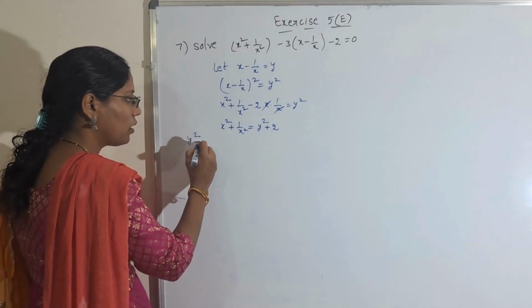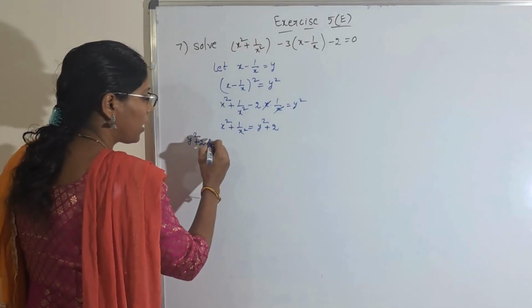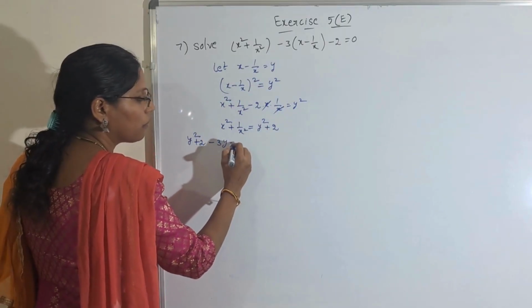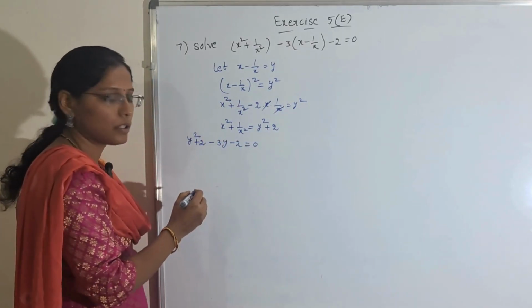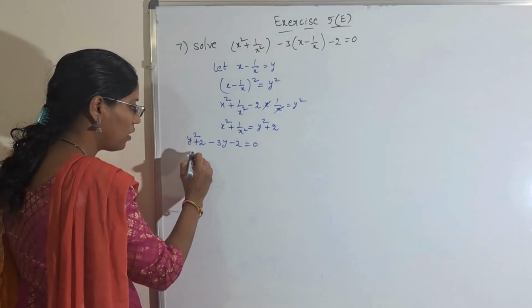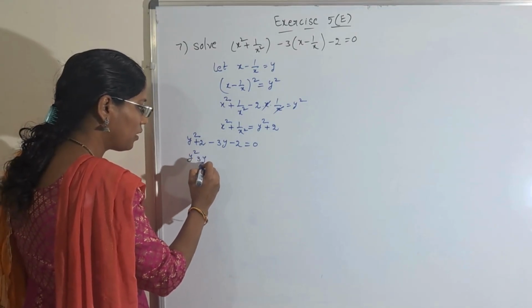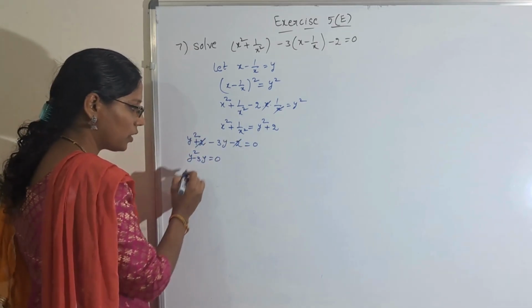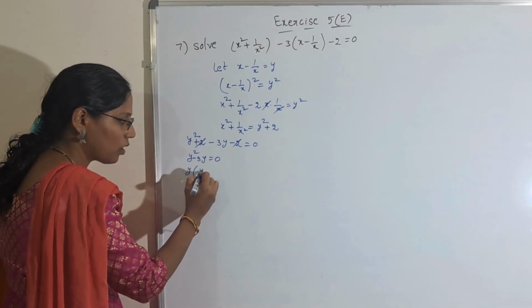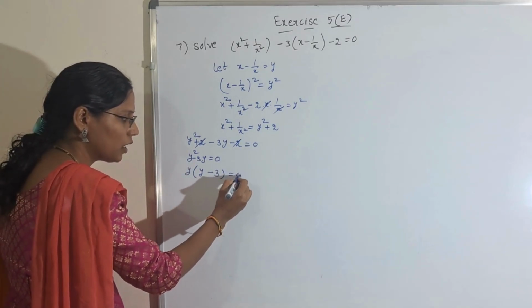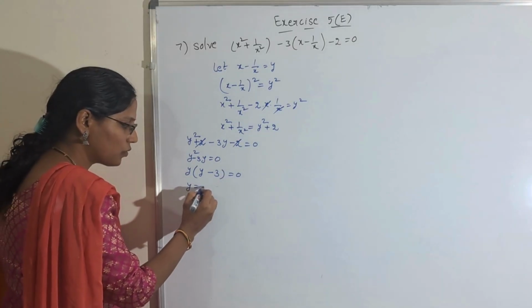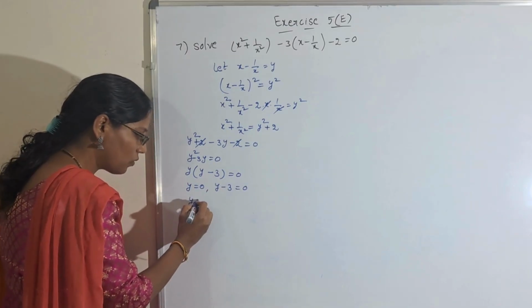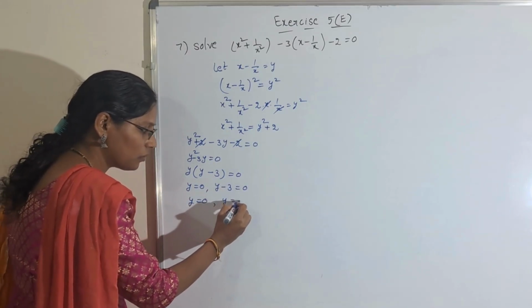So this value we have to substitute here. Here y square plus 2. Here minus 3 of this value is y, minus 2 equal to 0. Here y square minus 3y plus 2 minus 2 cancel equal to 0. Here what is the common? y is the common: y minus 3 equal to 0. Here y is equal to 0 and y minus 3 equal to 0. y is equal to 0. Here y is equal to 3.